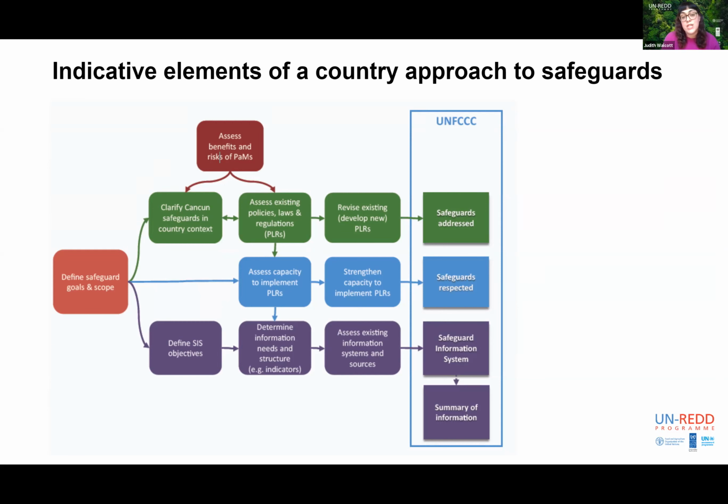And then for the safeguard information system, to define what the objectives of the system are. Is it just to report on UNFCCC requirements, or can it be broader? And through these country approaches, which again will depend very much on country goals, country context, different financing opportunities, whether a system is going to be developed just for REDD+, or for the whole forest and land use sector, or for climate change objectives, it presents different entry points and opportunities to have integrated approaches to address multiple requirements. Next slide, please.